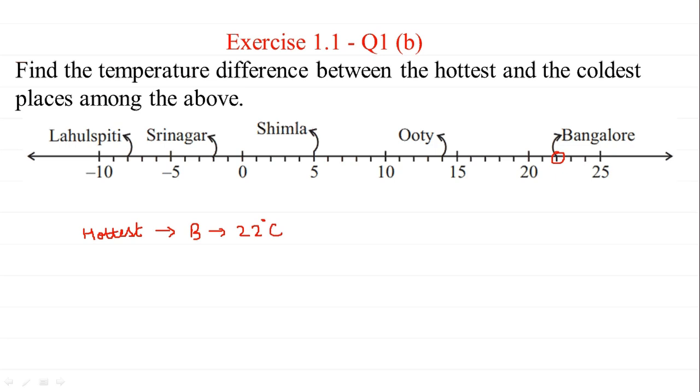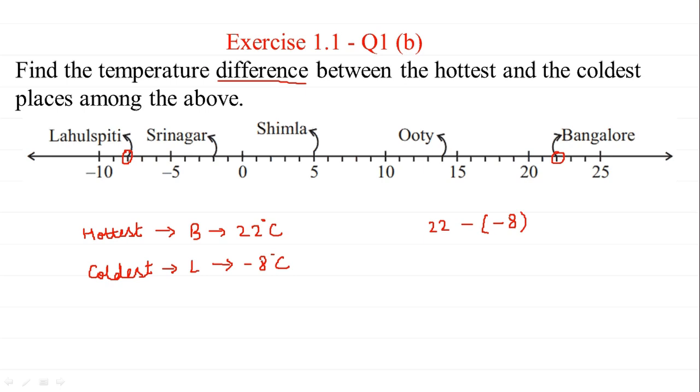Now the next is the coldest place. Coldest place means the place where the temperature is minimum. So that place is Lahul Spiti, and the temperature of this place is minus 8 degree Celsius. Now what is asked in the question? Difference is asked. In difference we subtract the smaller number from the greater number, right? So firstly we'll write the greater number. The greater number is 22, subtraction sign, and then we'll subtract the smaller number, right?